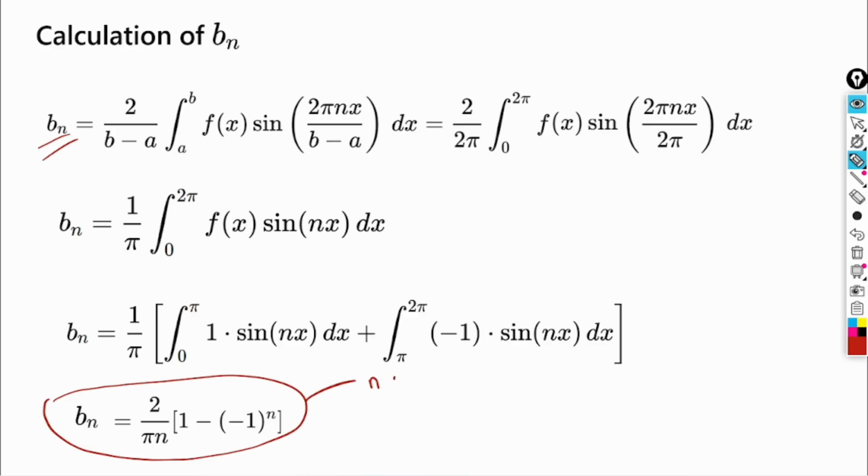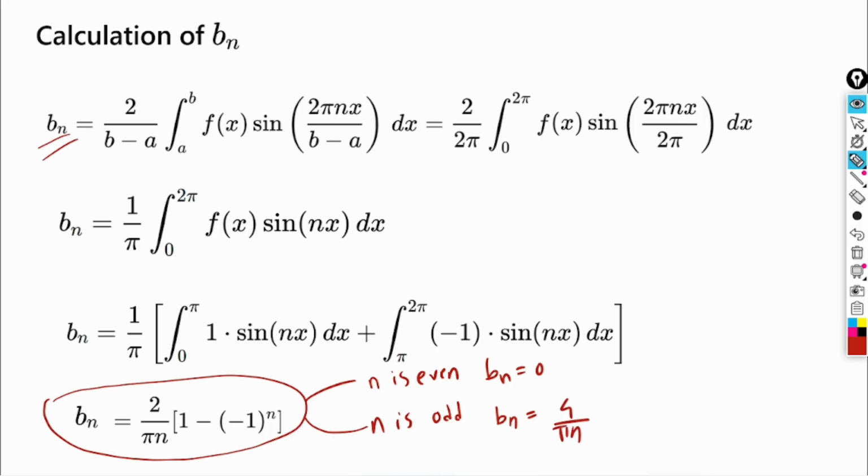Okay, if n is even, then you can see that minus 1 to the n becomes 1, and 1 minus 1 becomes 0. So b_n will be 0. Similarly, if n is odd, then this minus 1 remains as minus 1, and 1 minus minus 1 becomes 2. So b_n will become 4 upon pi n.